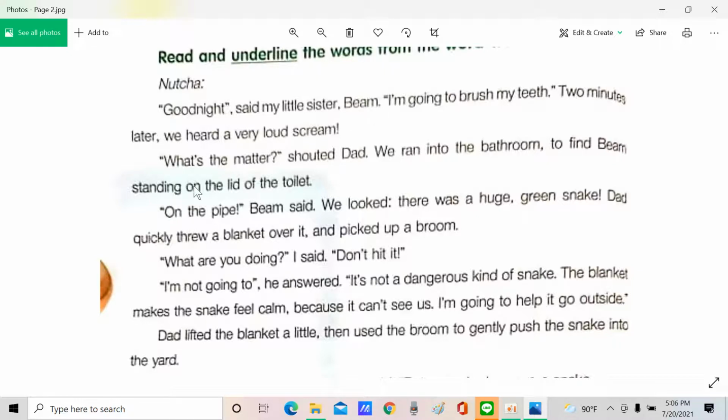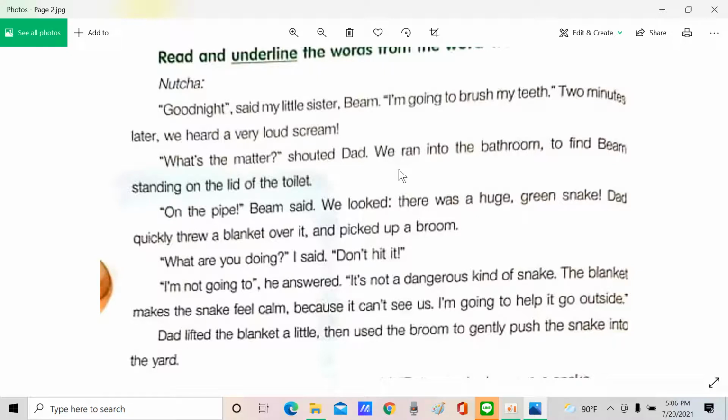Beam was standing on the lid of the toilet. So a while ago, we have learned what is lid, the covering of the toilet. Now, when you are going to use the toilet, you have to open the lid, right? You have to open it so you can sit down and do your thing, number 1 or number 2. So Beam was standing on top of the lid of the toilet.